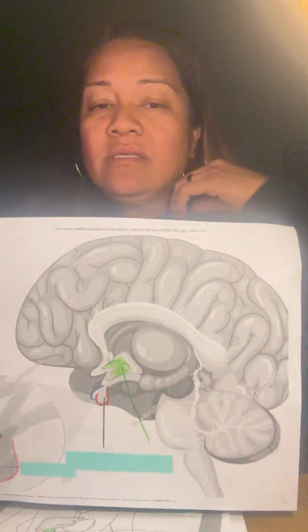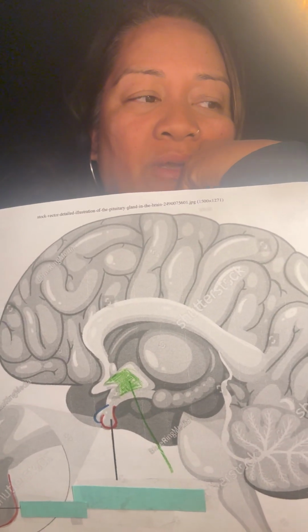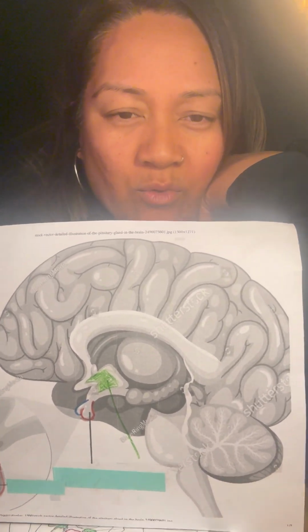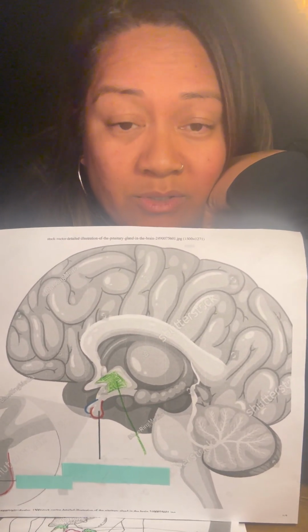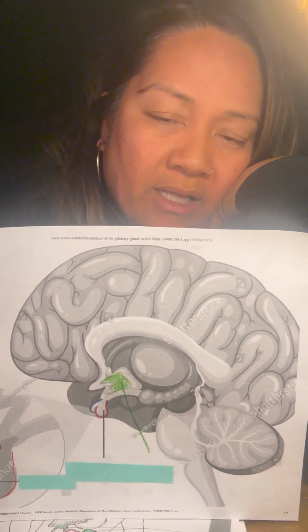And then the hypothalamus, I'll go back to that. The hypothalamus and the pituitary gland are like a pair. They work hand in hand. They have a very special relationship because the hypothalamus has a critical role in regulating the pituitary gland, which in turn controls other endocrine glands.